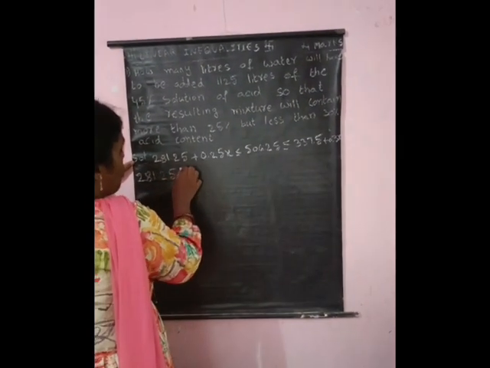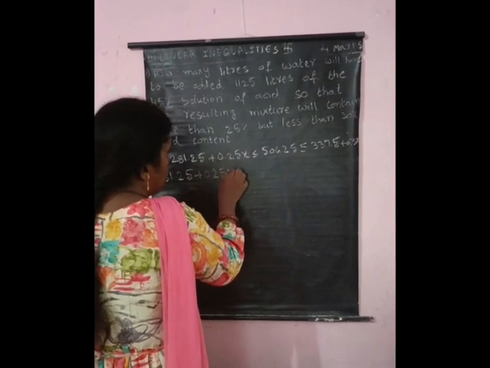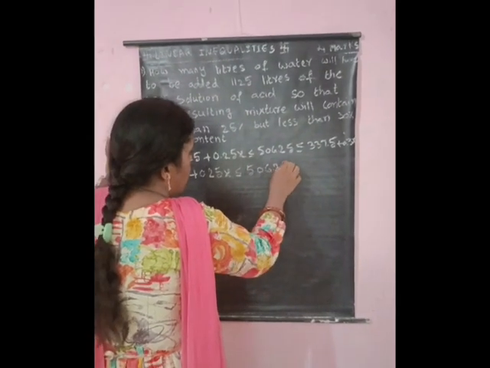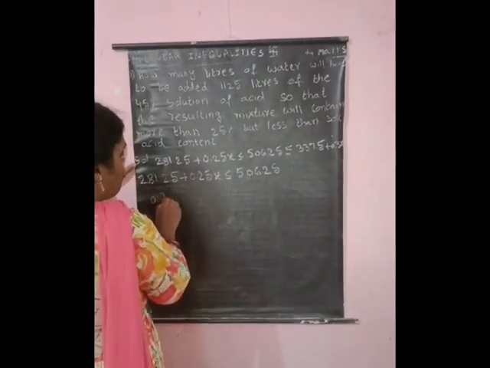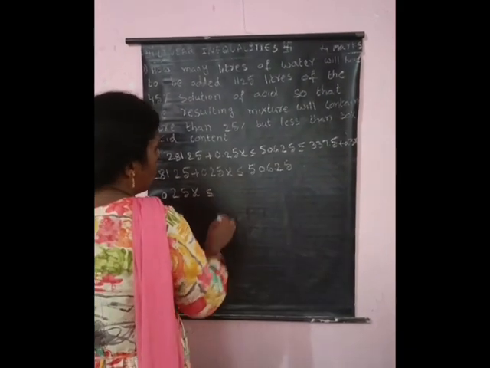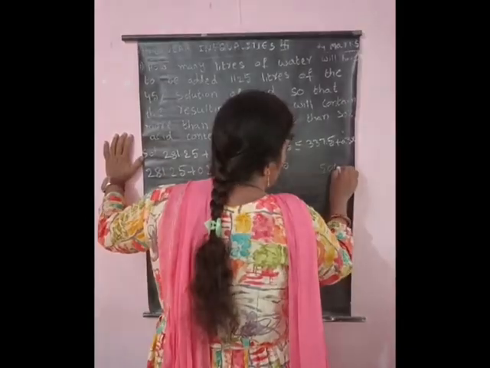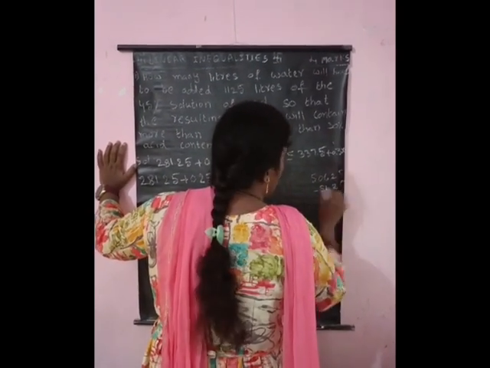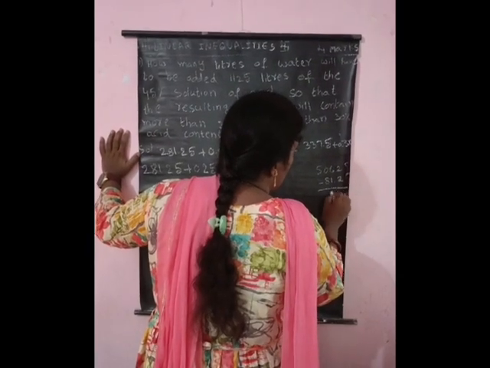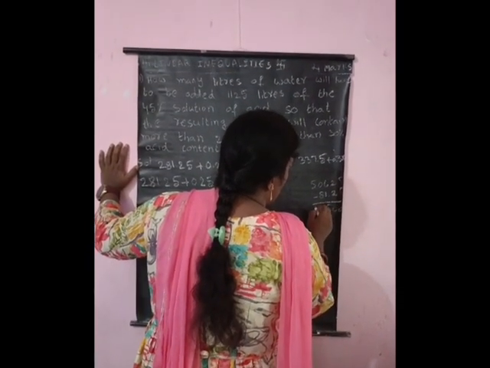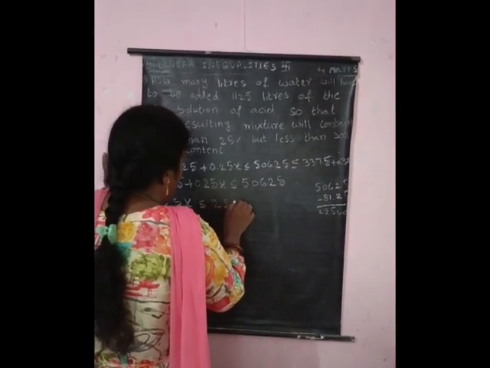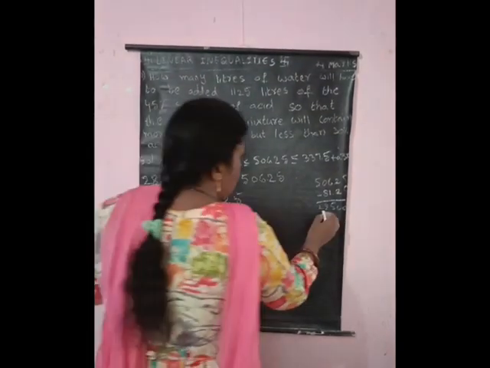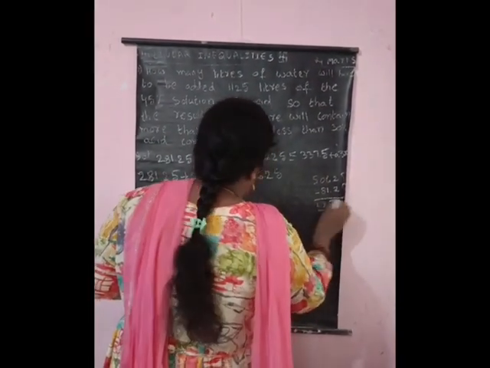Then we get 281.25 plus 0.25x less than or equal to 506.25. Then 0.25x less than or equal to 506.25 minus 281.25, which is 225. Then x less than or equal to 225 by 0.25, which is 900.